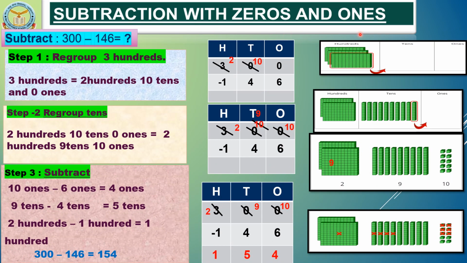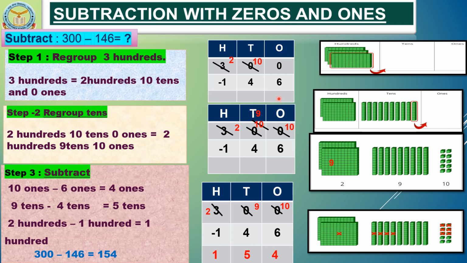Subtractions with zeros and ones. Now we will learn how to subtract 3-digit numbers with zeros and ones. Let us learn through an example. Subtract 146 from 300. 300 is minuend and 146 is subtrahend. Arrange these numbers in a column and start your subtraction from the ones place.